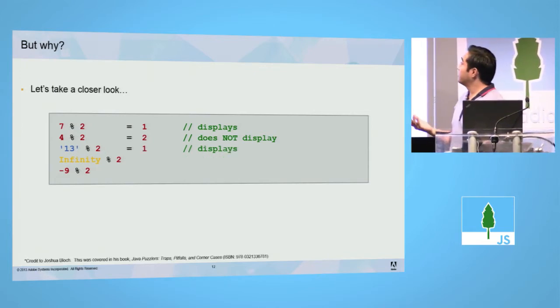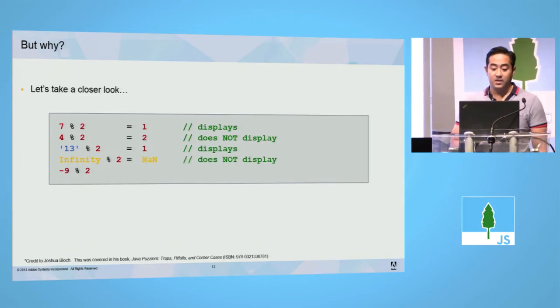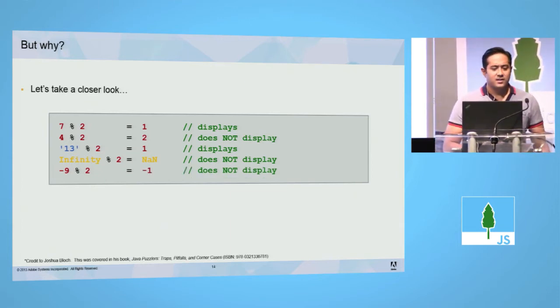13 mod 2, that's 1. Okay, so that displays. Infinity mod 2, not a number. Okay, doesn't display. That's good. -9 mod 2 is -1. So that does not display. So what's going on here?